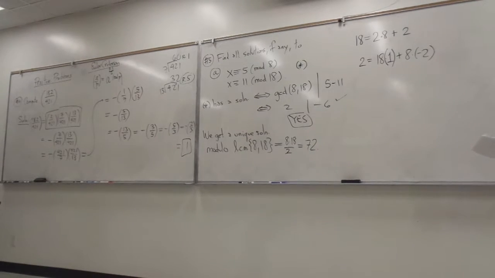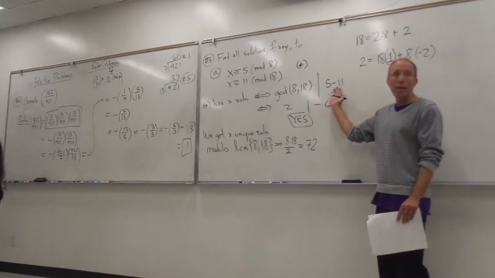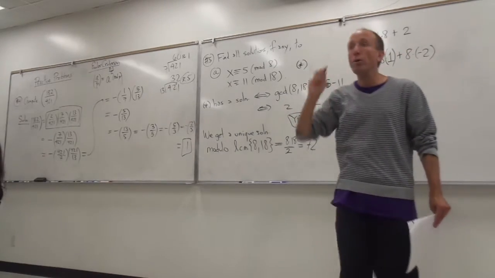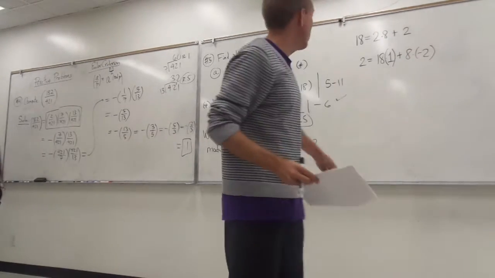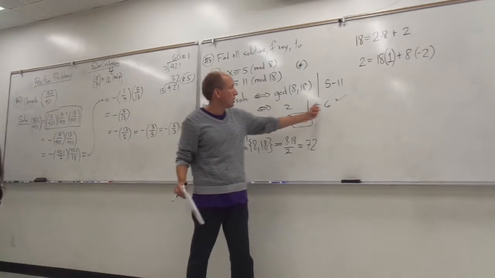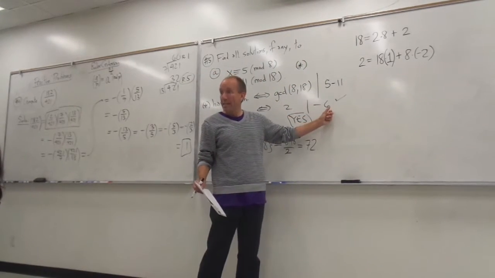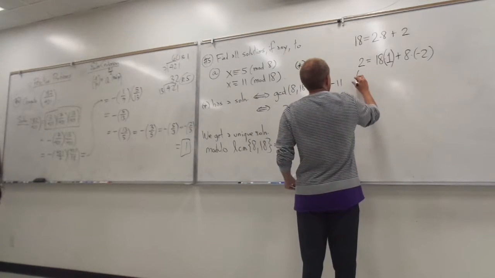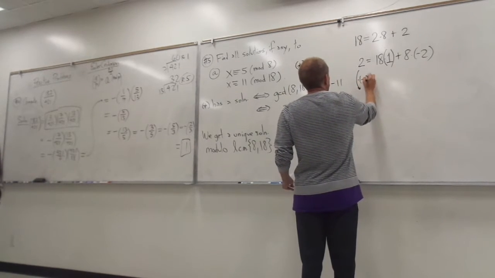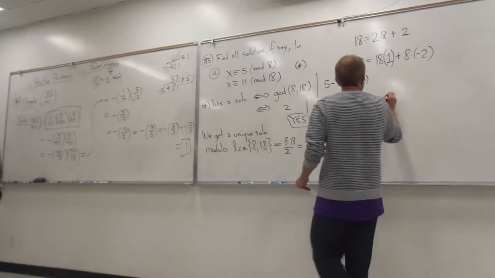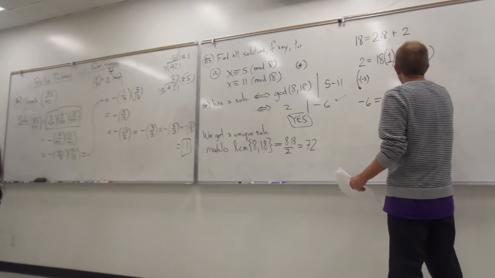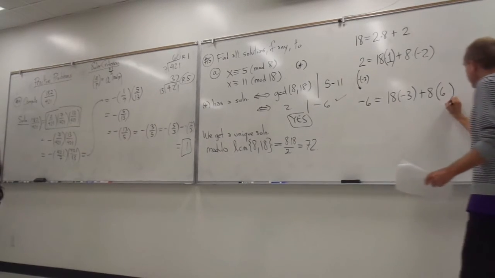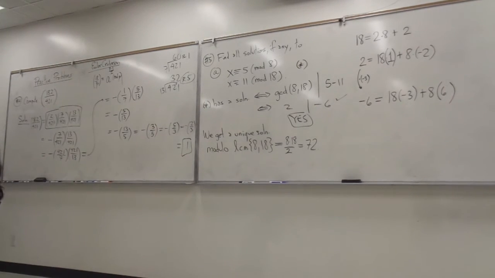And then, your A minus B is a multiple of that. So what you do is you scale this equation up by whatever that multiple is. So 2 goes into -6, right? -3 times. So I'm going to multiply through by -3. That's going to give me -6. So this is 18 times -3 plus 8 times 6. Okay, so you end up with that.